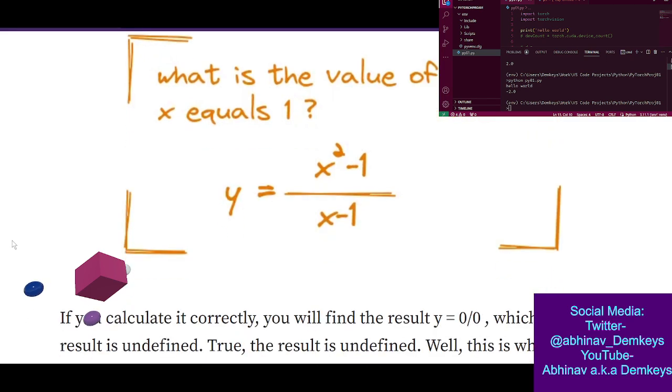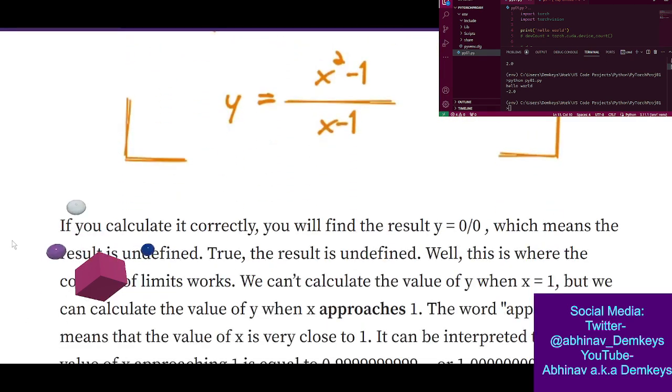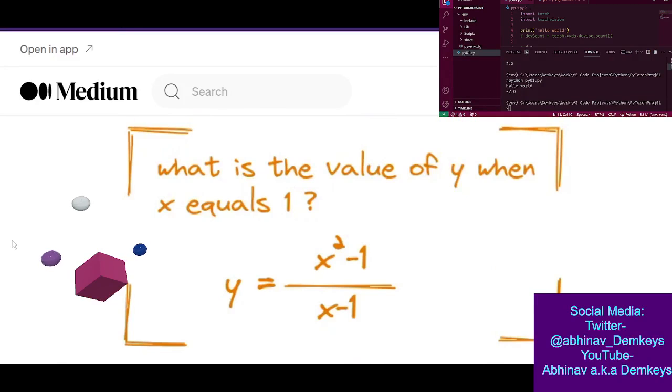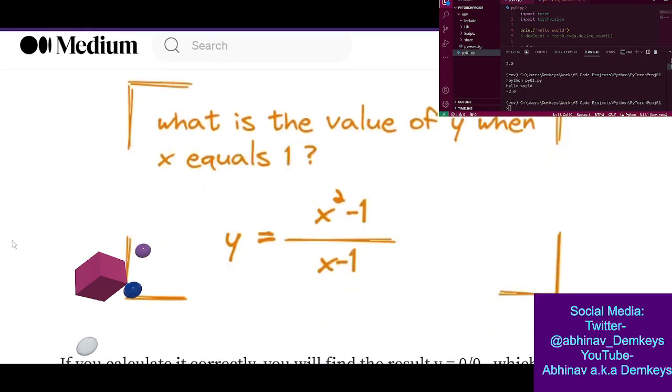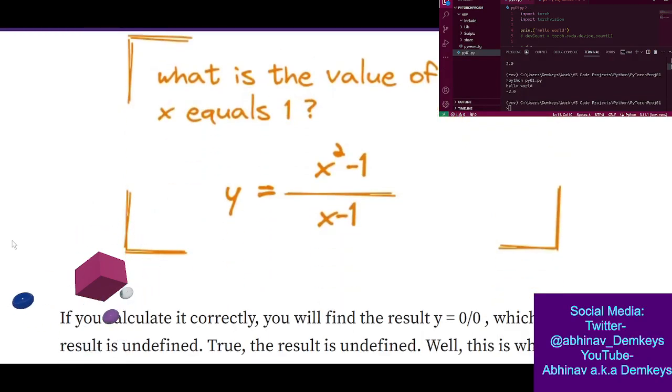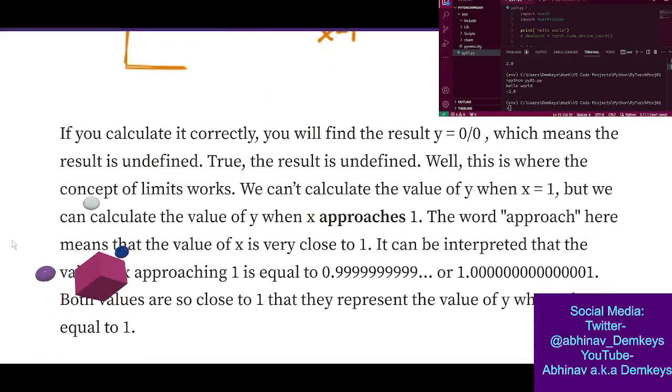Okay, so we came across this yesterday, and yesterday I couldn't understand why it was saying if you calculate it correctly. Wait, did they mention? Oh, they did mention x equals 1. I don't think I noticed that yesterday. Or maybe I did and just didn't take it into account. I don't remember. But yeah, I wasn't able to figure out how we were getting y equals 0 divided by 0 because I hadn't thought about the calculation practically.